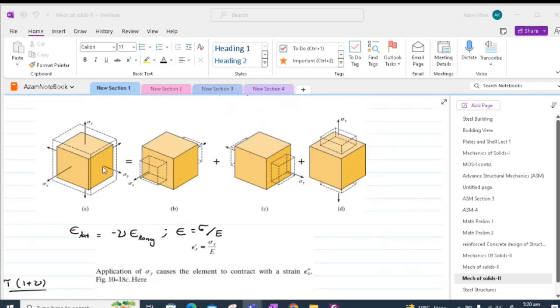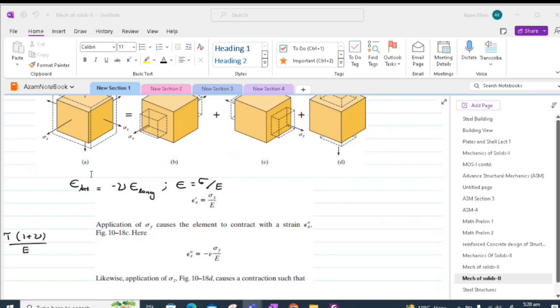The application of sigma y on this 3D element will produce contraction in the x direction. The contracted strain epsilon x double prime can be written equal to minus nu sigma y by E. Sigma y by E is the axial strain in the y direction. So this expression is actually relating the contracted strain in the x direction when we have stress applied in the y direction.